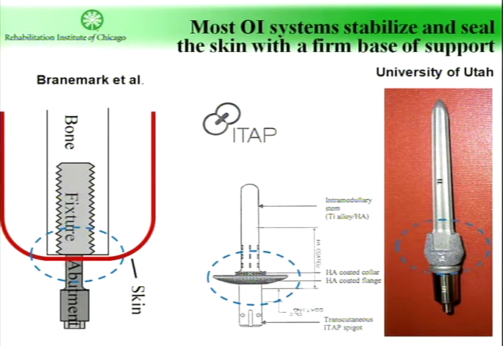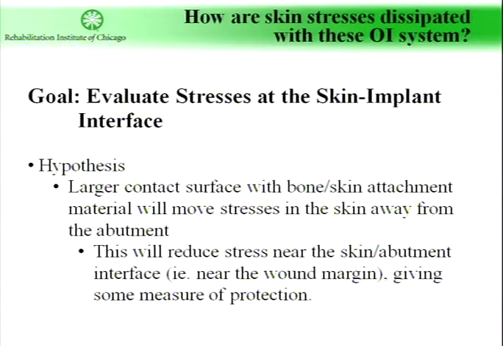They do it in different ways. Dr. Brannemark's group is taking the skin and adhering it very closely to bone to get a seal around, and the ITAP group has their flange with hydroxyapatite, which they seal the skin to, and the University of Utah has a porous titanium that they seal the skin onto. This is all from published material. And so they're similar in that they're trying to get the skin to seal around a firmer material, be it bone, metal, or another type of titanium.